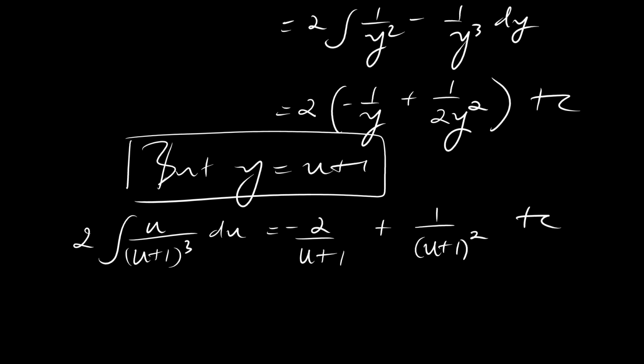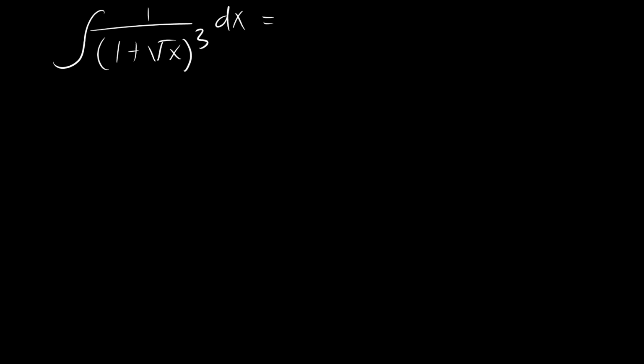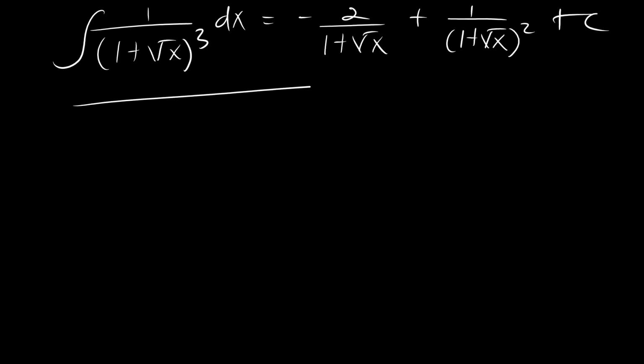But also since we said u equals square root of x, that means that our original problem, that is the integral of 1 over 1 plus square root of x cubed, is equal to 2 times negative 1 over 1 plus square root of x plus 1 over 2 times 1 plus square root of x squared, plus c, and that's the answer.